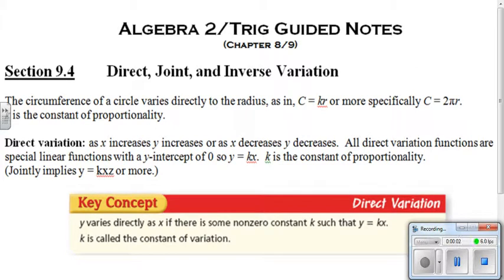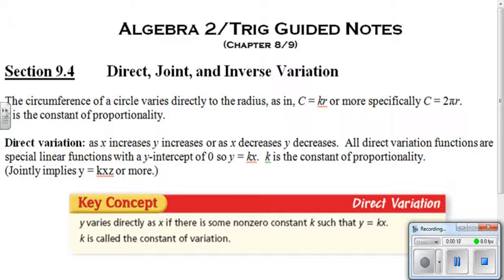Lesson 9.4 is all about variation. We have direct variation, joint variation, and inverse variation. And we're going to look at how each of those three looks and some examples of each. So the first one we're going to look at is direct variation.